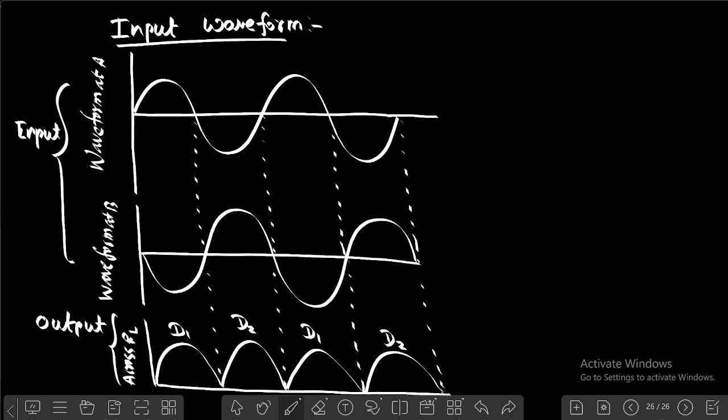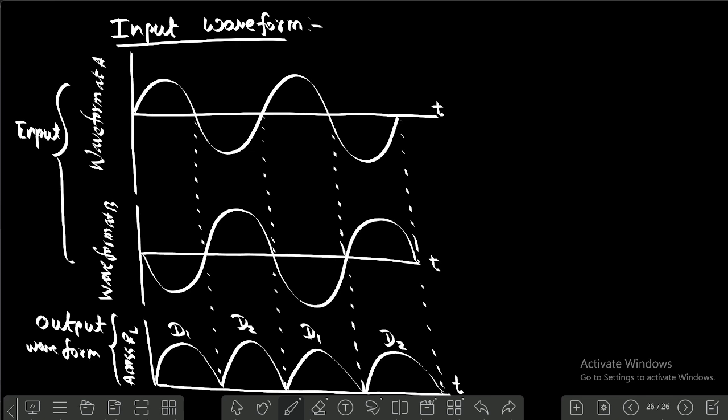And on the x-axis is time. Yes or no? Input waveform, output waveform. Remember carefully. So due to D1 it is coming. This is your waveform A, this is waveform B. Clear or not? This is the diagram you have to draw. That's all about the full wave rectifier.